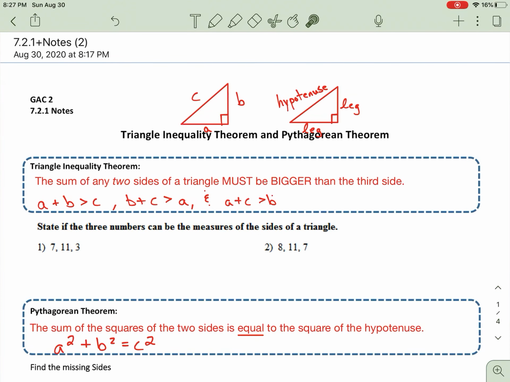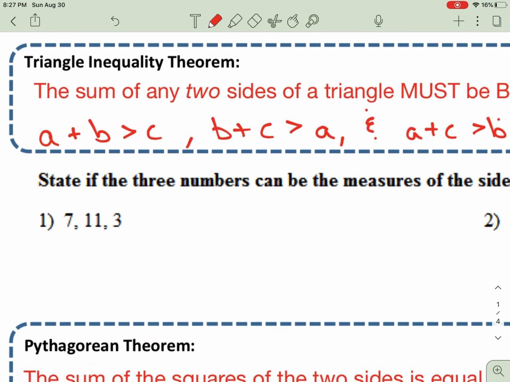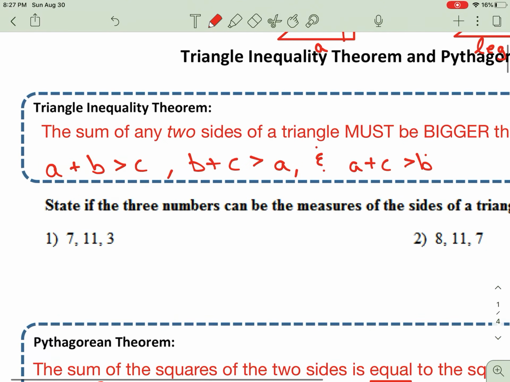So the first theorem that we are going to recognize is called the triangle inequality theorem. The triangle inequality theorem states that the sum of any two sides of a triangle must be bigger than the third side. So basically, if I give you three numbers and say, can it be a triangle, like I did down here, it can only work if two of the three sides are bigger than the third.